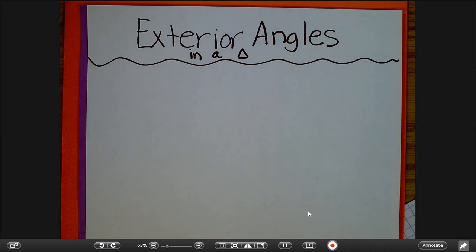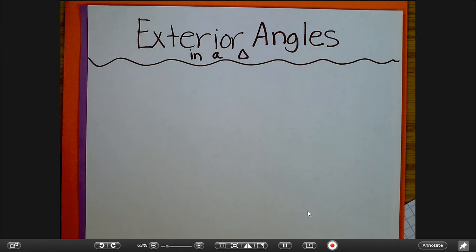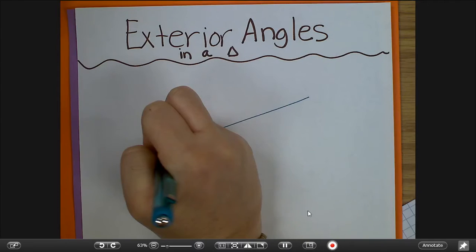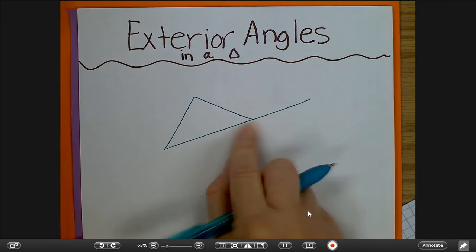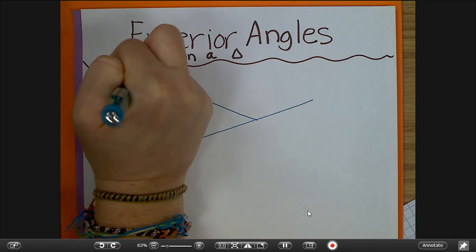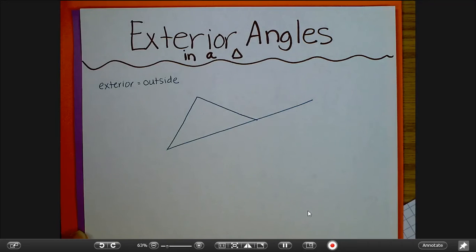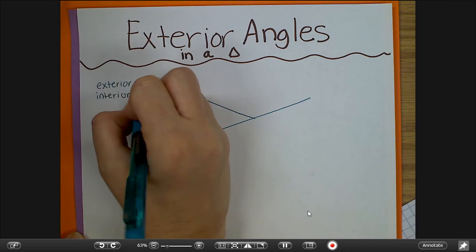So now we are going to talk about the exterior angles in a triangle. And to do that, we need to define what exterior means, which I think you probably know, but let's be sure. So I'm going to draw a triangle. And you can see I drew it with an extension here. Well, that creates exterior angles. And exterior means outside. So outside the triangle. Okay? And interior, like interior decorating, means inside.